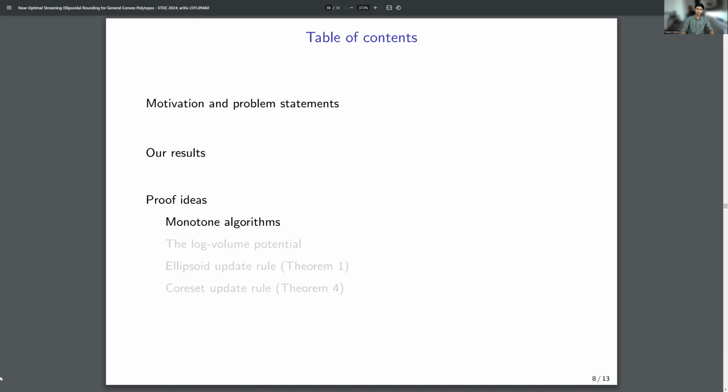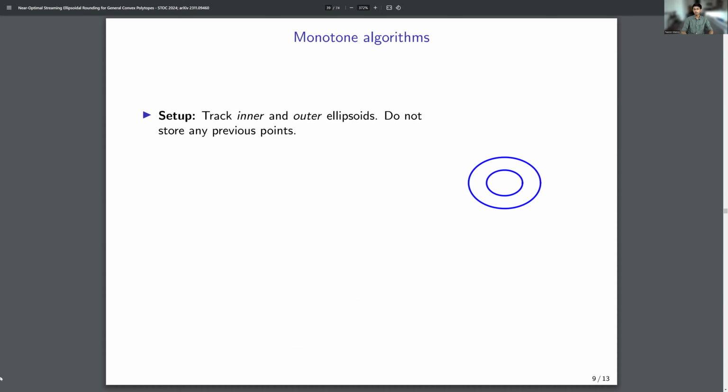All right, so now let's go over some of the algorithmic ideas and the ideas behind the analysis of these algorithms. So the first thing that I want to talk about here is the notion of a monotone algorithm. I briefly mentioned this on the results slide, so now we'll go into more detail about this.